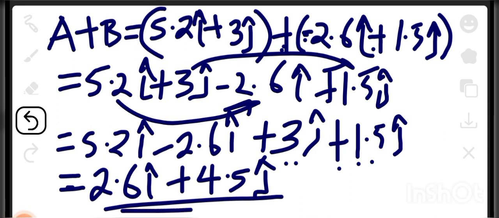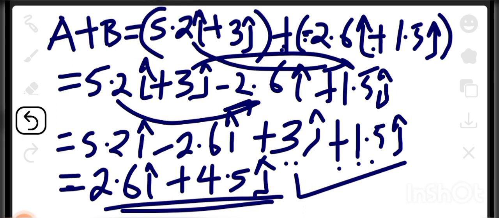So this is the answer for a plus b. That's the answer we're looking for. That is the sum of a and b. The first thing you do, you move the vectors to rectangular form. Then you add i to i, j to j. That is all. It's not this long, because I'm just explaining, that's why it's as long as this.